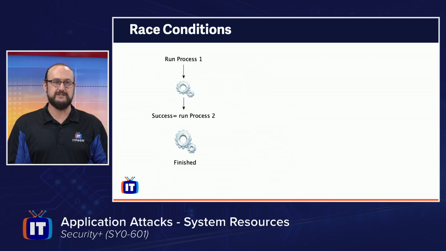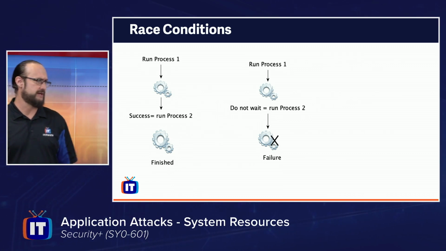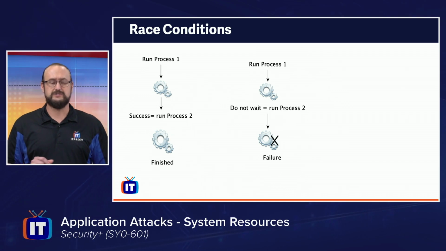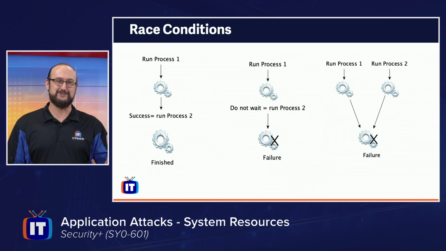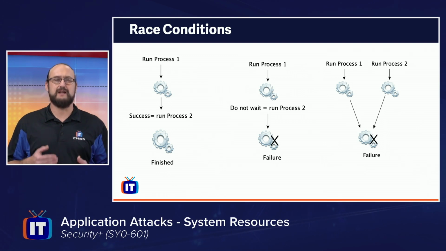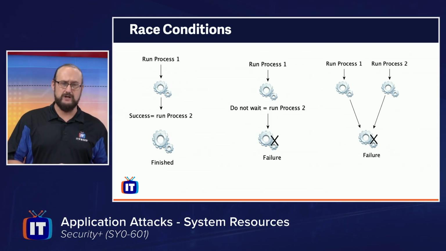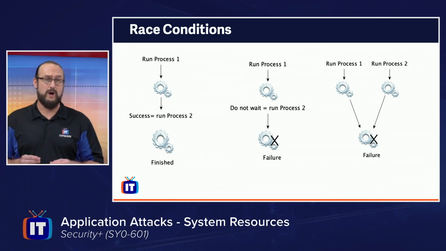However, in race conditions, what ends up happening is maybe process 1 runs and process 2 says, I'm not waiting for you. I don't care what your results are. I'm going to go ahead and run. So we get some kind of failure. Or maybe process 1 and process 2 decide, yeah, we're going to run at the same time. And we get some kind of error, some kind of failure. It could be denial of service, but it's not operating the way we want it to.